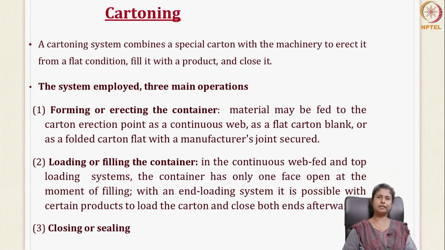Now, this system employs 3 main operations. Number 1 is the forming or erecting of the carton. In this stage, the material, that is the fiber board, is fed to the carton erection center as a continuous web. It can either be a continuous web, or a flat carton blank, or a folded carton. These are the ways in which you feed it.